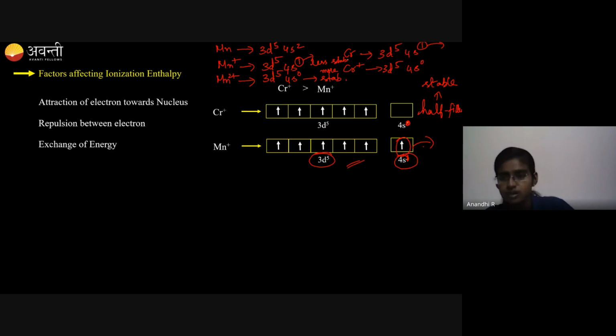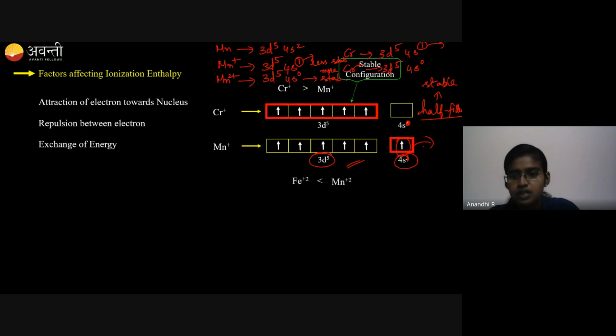Yes. Since chromium plus is half filled, it requires a higher energy. So the ionization energy of chromium plus is more than Mn plus because of its stable configuration. And the same case applies between Mn2 plus and Fe2 plus. This is the configuration of Mn2 plus, in which Mn2 plus has a half-filled d orbital.